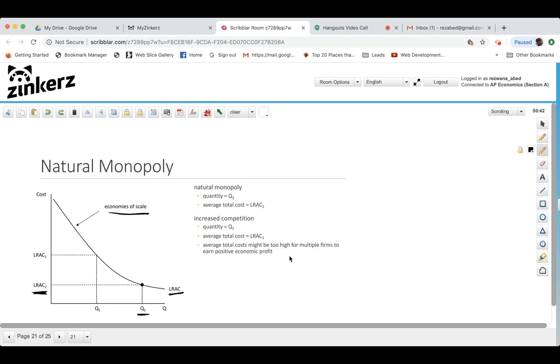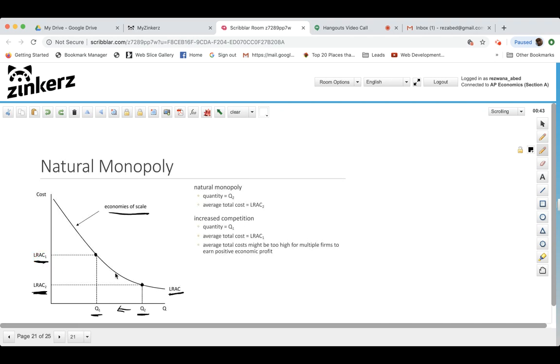But let's say there is competition, and another firm comes in, and they are also providing electricity in the same area. The number of customers, of course, hasn't increased. It's the same as before. Now it's going to be divided between these two firms. So the quantity now decreases from Q2 to Q1, and the long run average cost associated with Q1 is a lot higher at LRAC1.